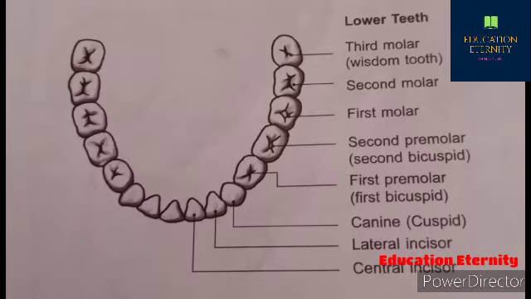Now teeth, there are 4 types of teeth. The first one is incisors. Incisors are flat chisel-shaped teeth. They lie in front of the mouth. There are 8 incisor teeth, 4 in the upper jaw, 4 in the lower jaw, and the incisors are used for biting and cutting of food items.